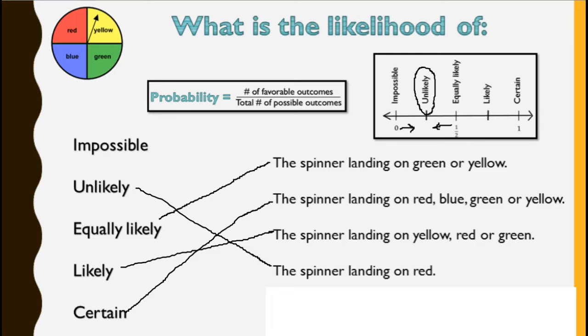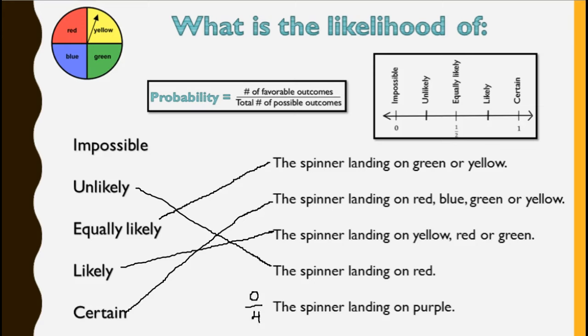All right, so now the last example. What if I said this? What's the probability of the spinner landing on purple? Well, there's no purple section, is there? There's no purple section, and there's 4 total possible sections, so that's 0. And that's impossible, obviously. So then I would say it's impossible that the spinner would land on purple.